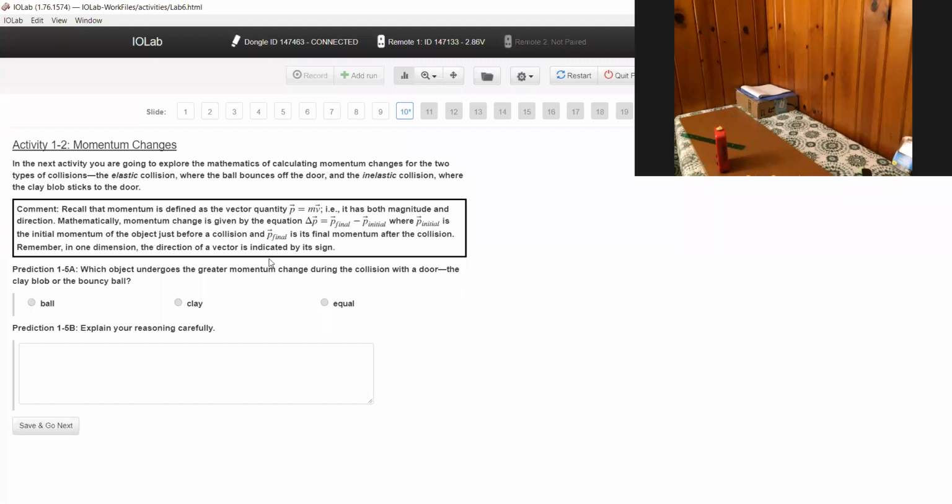In the next one, they are talking about the momentum change. The definition is given here. Momentum is given by mass times velocity, and momentum change is final velocity minus initial velocity. Which object undergoes the momentum change during the collision with the door, the clay ball or the bouncy ball? I'm showing you what I have already done. So make your predictions, and you can save and go next. Explain your reasoning. We already have the graph. Write your prediction and click on save and go next.